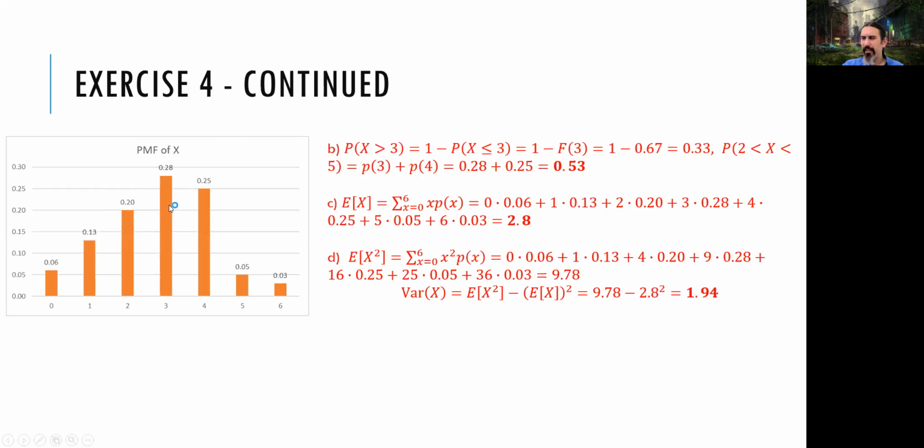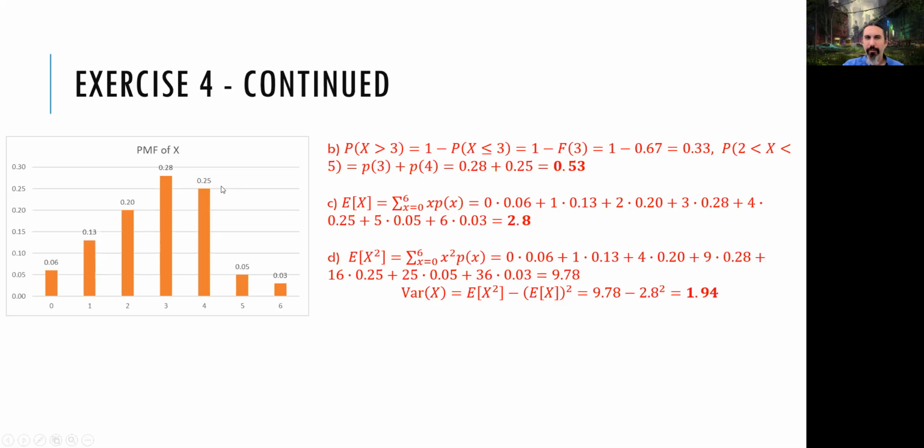X is greater than 3 means that you're not going to take these values, just take these values, 4, 5, 6, which is going to give me 0.33. Yes, 0.25 plus 0.05 plus 0.03. This is going to give us 0.33, as you can see here. And it's asking the probability of x being between 2 and 5, which means that 2 and 5 are not included. So I'm just going to check 3 and 4, which is 0.53. Total of 0.53, as you can see here as well.